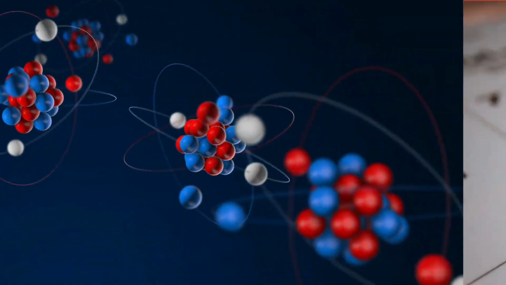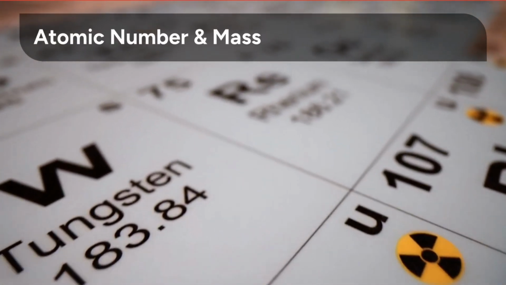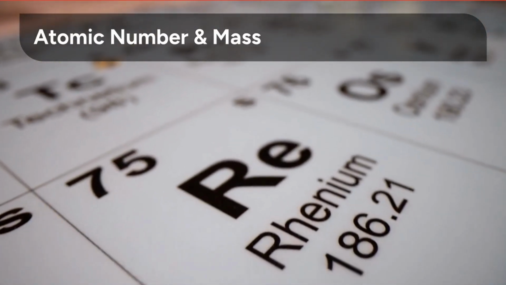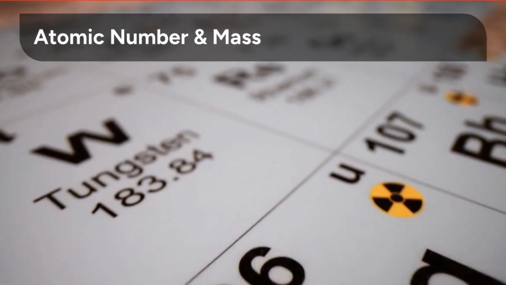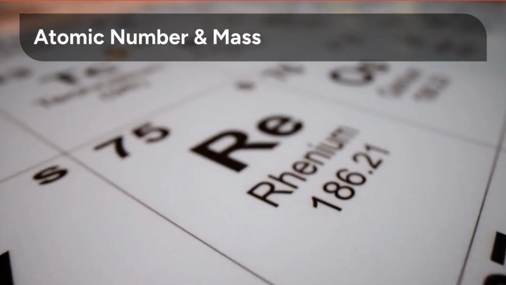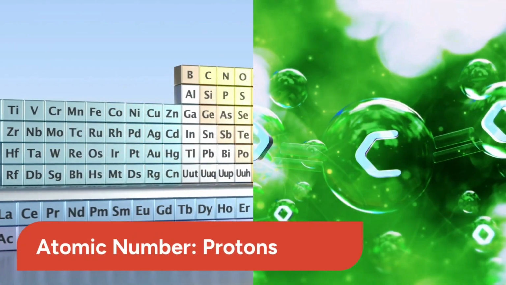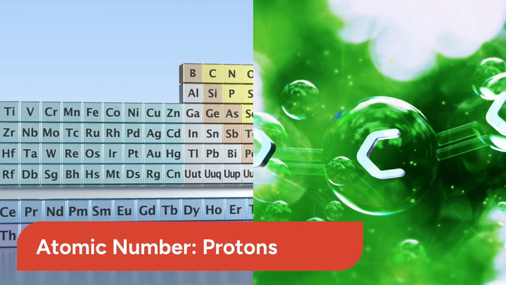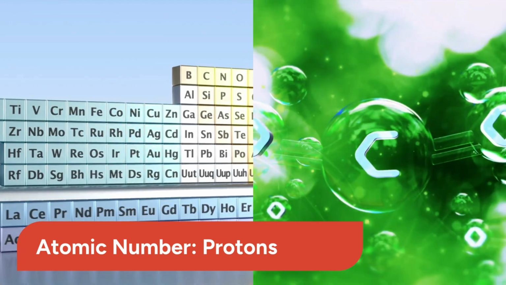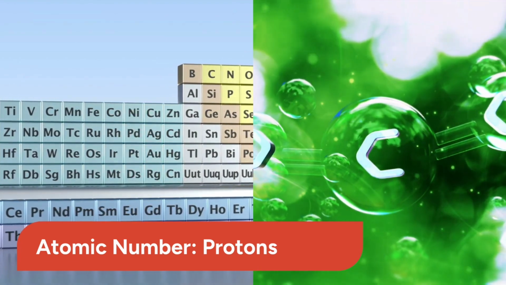To understand atoms better, two key numbers are used: the atomic number and the mass number. These numbers give us important information about the composition and identity of an atom. The atomic number, represented by the letter Z, is simply the number of protons in an atom's nucleus. This number is crucial because it defines the element.